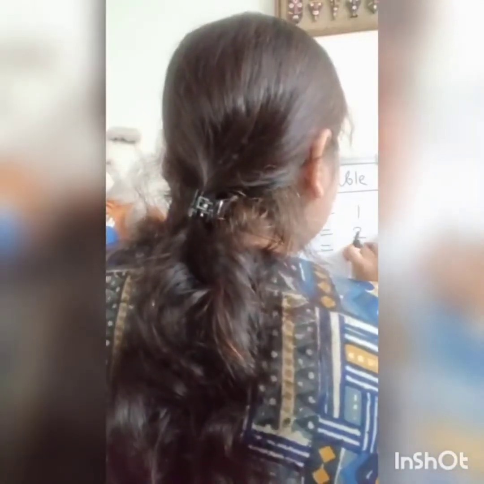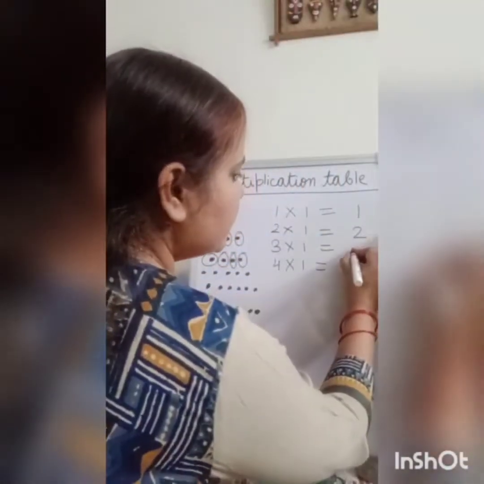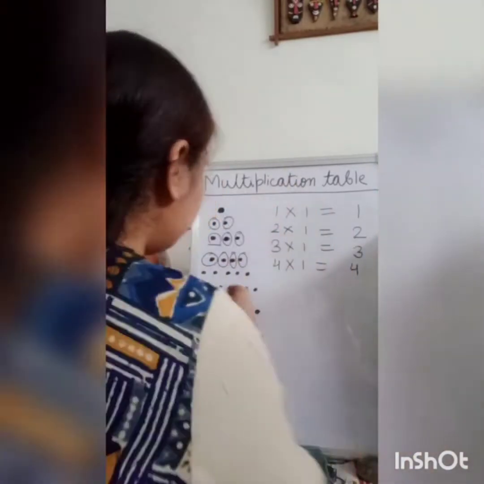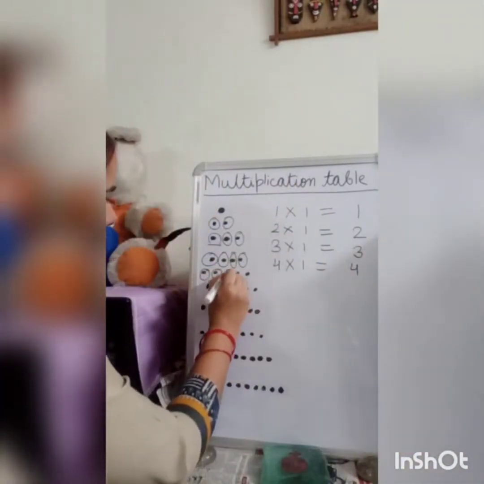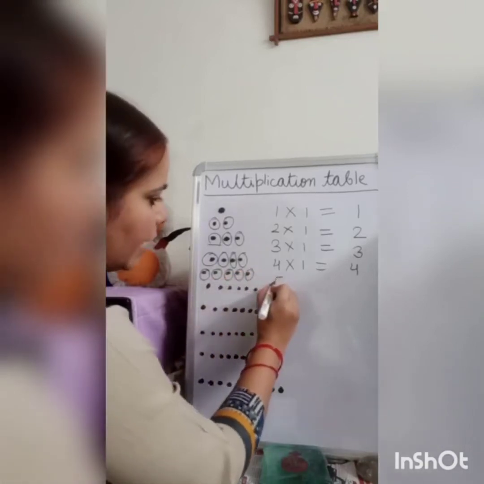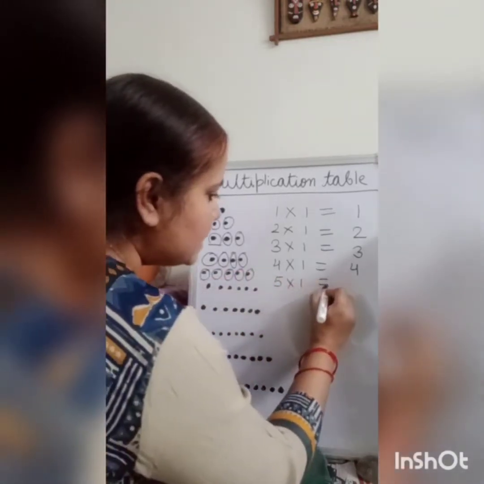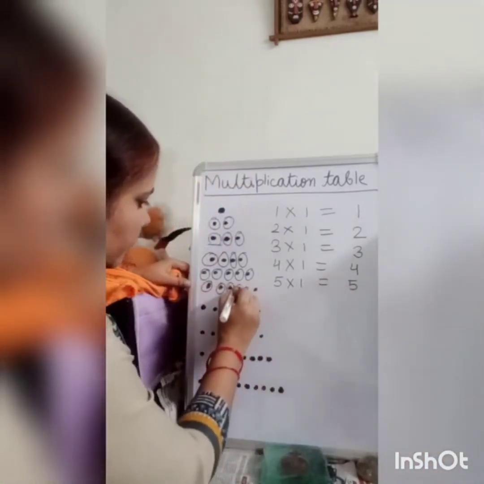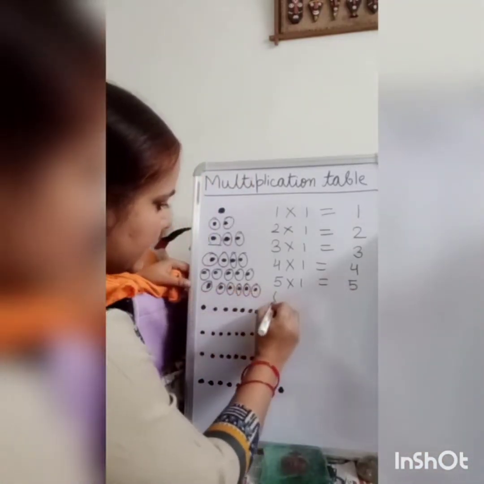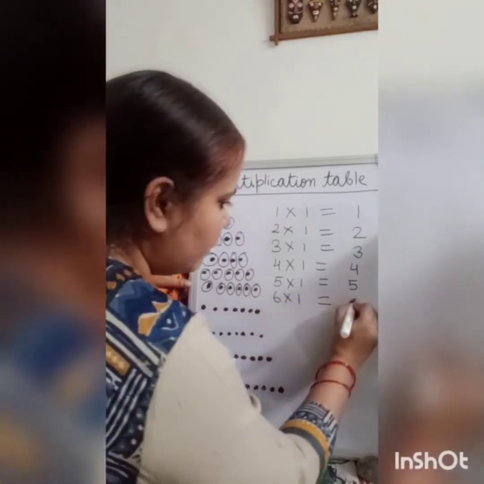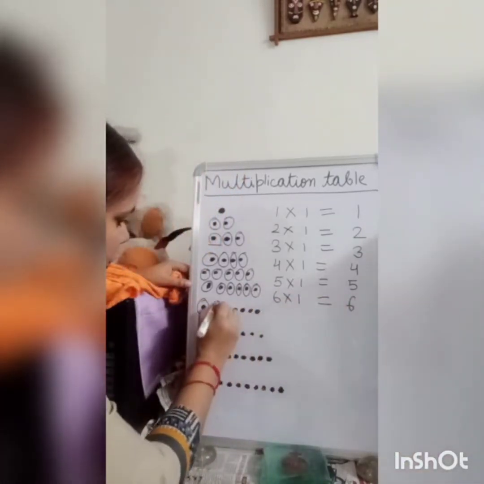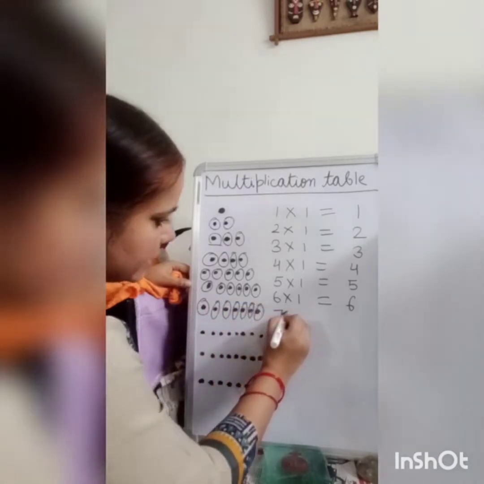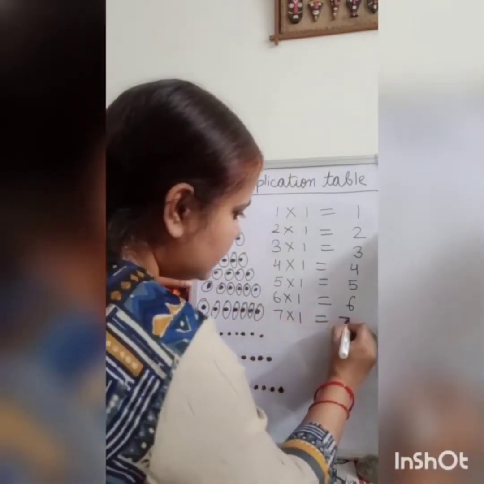Here I have done one mistake. 3 times 1 is equal to 3. And 4 times 1 is equal to 4. And here 1, 2, 3, 4 and 5. 5 groups of 1 means 5. Here 1, 2, 3, 4, 5 and 6. 6 groups of 1 is equal to 6. 1, 2, 3, 4, 5, 6, 7. 7 groups of one thing means 7.